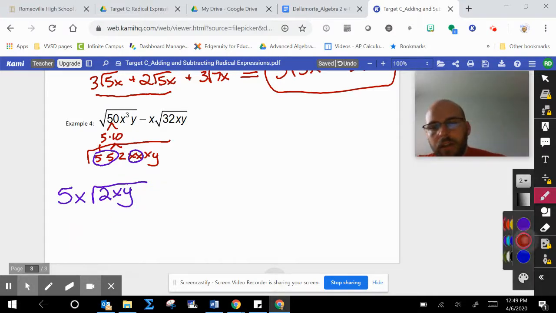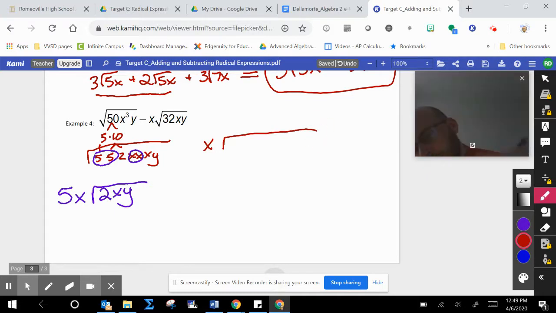Okay. Now for the other radical, I have an x already on the outside. I want to break that 32 down. So let's see, 32 is 8 and 4. I can break this down, I think, to a bunch of 2's. 2 times 2 times 2 is 8. And then 2 times 2 is 4. And then I have an x, y.